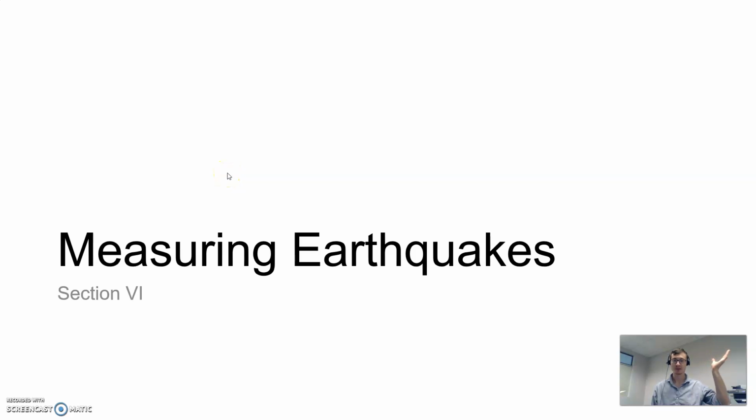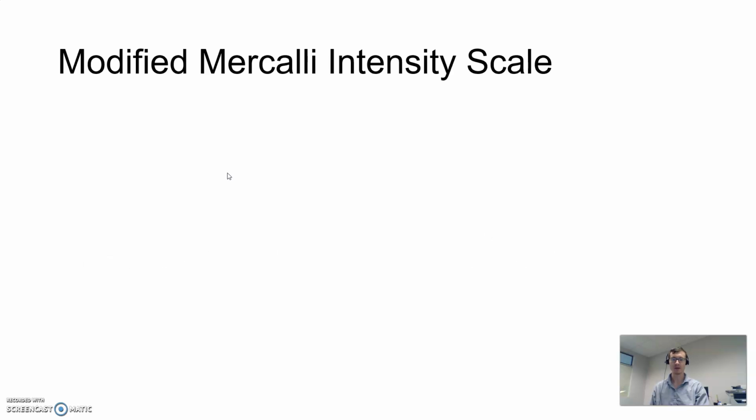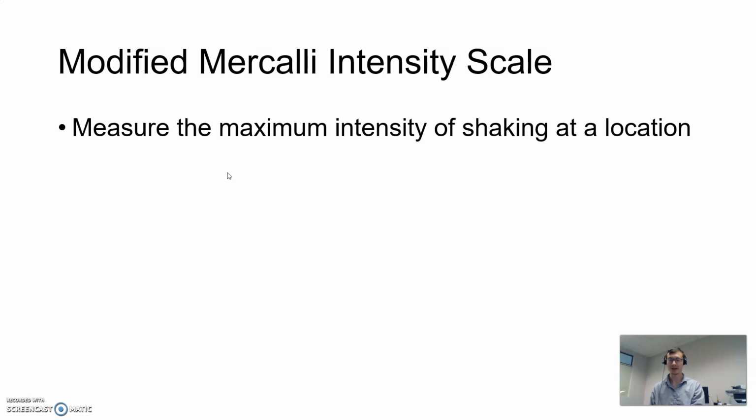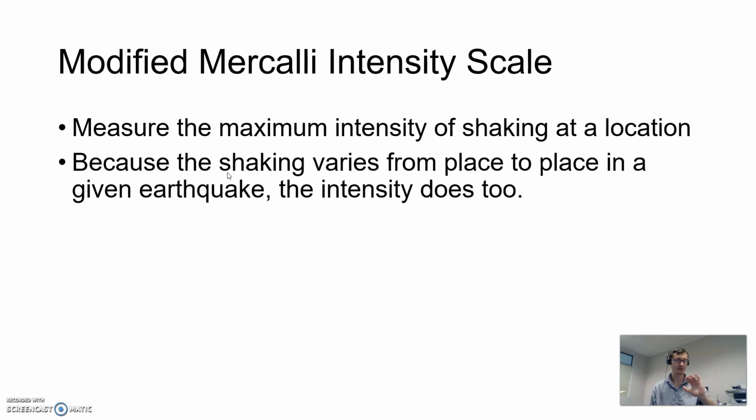Hello everybody. For this last section, we're going to talk about measuring earthquakes and how we do this. The first scale we're going to look at is the Modified Mercalli Intensity Scale. You might see this as the MMI in some places. This is looking at the most intense shaking at a particular location, and because the amount of shaking depends on how far you are from the earthquake, the measurement of the earthquake on this scale is going to vary depending on how far away you are.